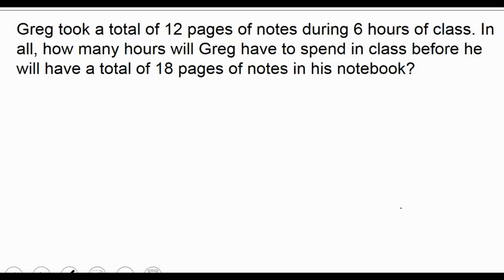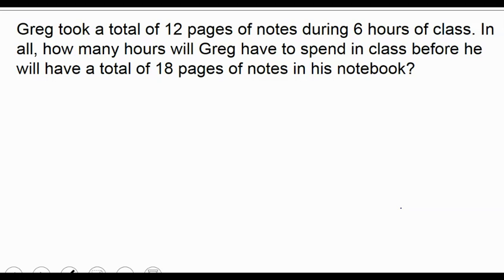So Greg took a total of 12 pages of notes during 6 hours of class. In all, how many hours will Greg have to spend in class before he will have a total of 18 pages of notes in his notebook? Now, I bet a lot of you can read this and just tell me the answer right away. But let's talk about how we would figure it out mathematically. What if it wasn't simple numbers like this?